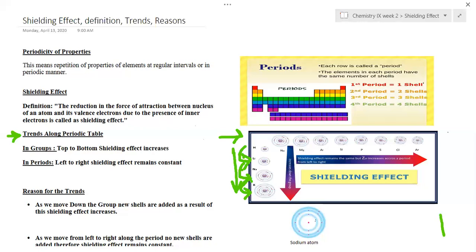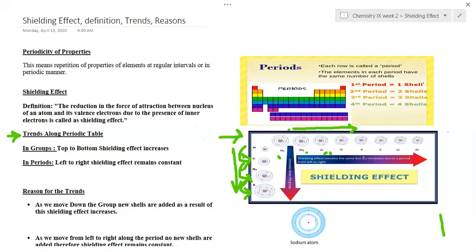Whereas in periods, no new shells are added. See, sodium, magnesium, aluminium, silicon, phosphorus, sulfur. Throughout the period, there is no addition of any new shell.